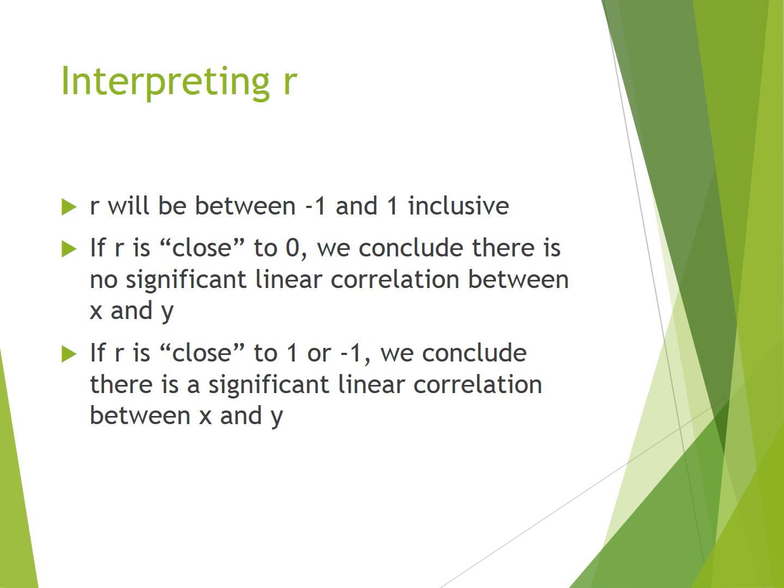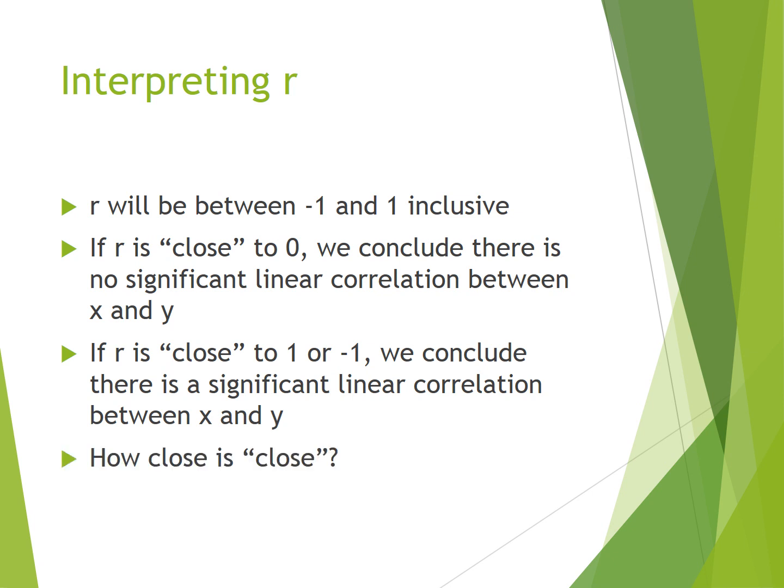If R is positive, that means the linear association is positive, which means as our X values increase, our Y values are also increasing. And if R is a negative value, then we say there is a negative linear association, and that means that as X increases, Y is decreasing.